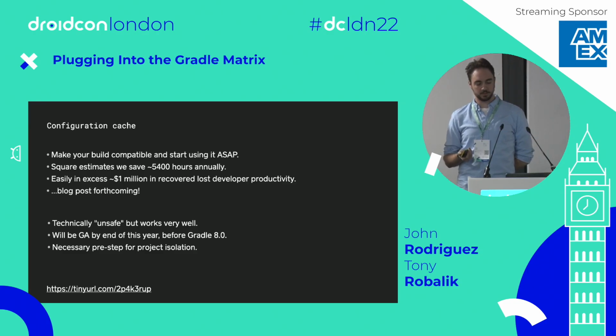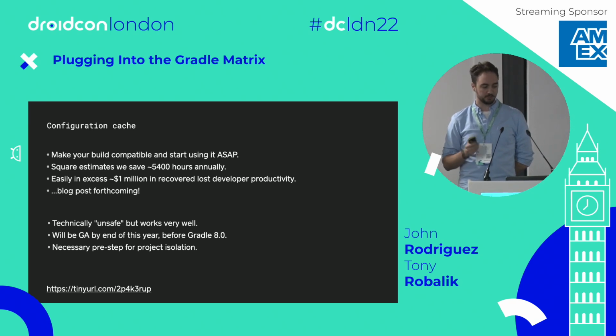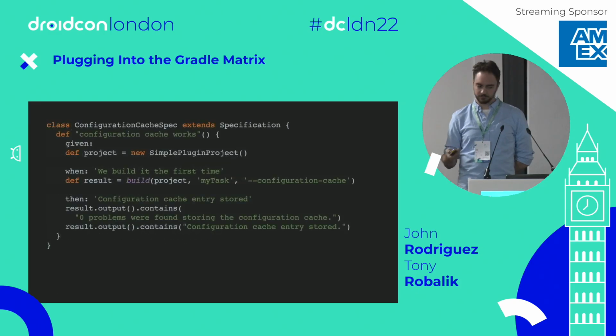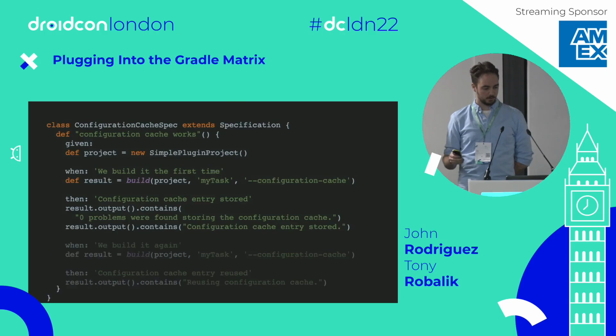It's technically still considered unsafe, but by the end of the year, Gradle intends to have it be GA, I believe, before Gradle 8 is released. And it's also a necessary pre-step for project isolation. Here's a simple, straightforward example of testing that your plugin is CC compliant. Not only that it can write to the configuration cache, but also pull from it. So yeah, that's testable, and you should test it if you have a non-trivial plugin.